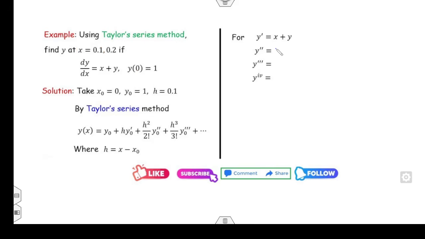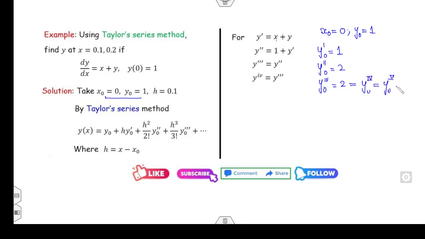Can you find the second derivative? 1 plus y dash. Again find the derivative: 0 plus y double dash. Next one is triple dash and so on. At the point x naught 0 and y naught 1, what is the value of the first derivative? x is 0, y is 1, that's 1. Can you find the second derivative? 1 plus 1, 2. Can you find the third derivative? The third derivative is nothing but the second derivative, which is the same as the fourth derivative, which is the same as the fifth derivative, and so on.